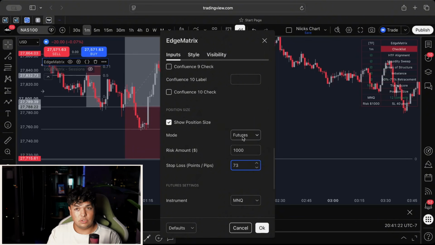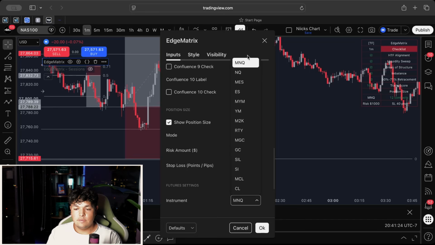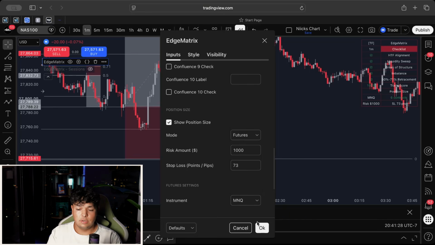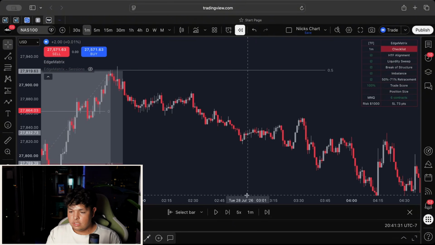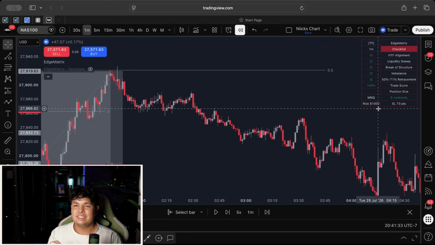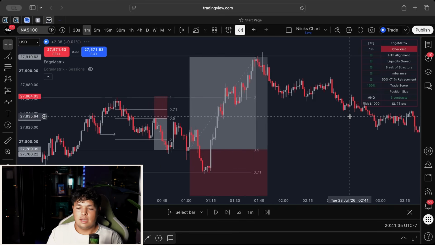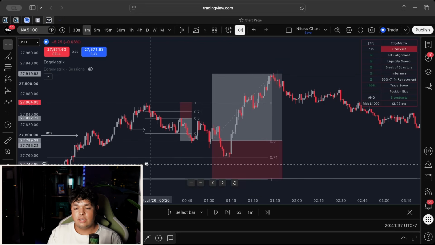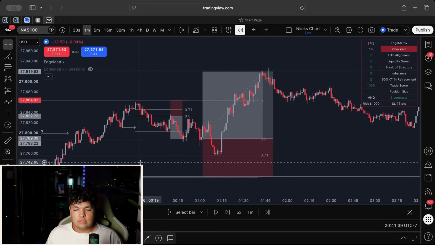This is futures because I'm trading futures, and I was trading MNQ. If you're trading NQ, you can put NQ, ES, MES, YM, but we're trading NQ and MNQ. So we press OK, and as you can see in the top right corner, it says the risk is 6 contracts. It literally calculates the amount of contracts I should be risking on this trade if I wanted to risk $1,000. Same thing with $500, as much as you want to risk. It's literally just a built-in calculator for you guys.